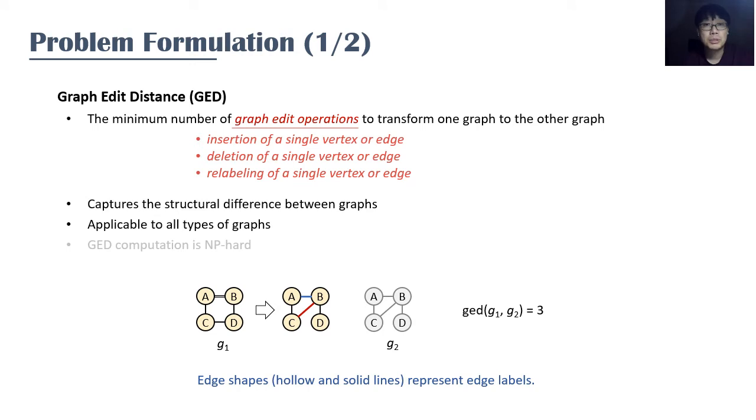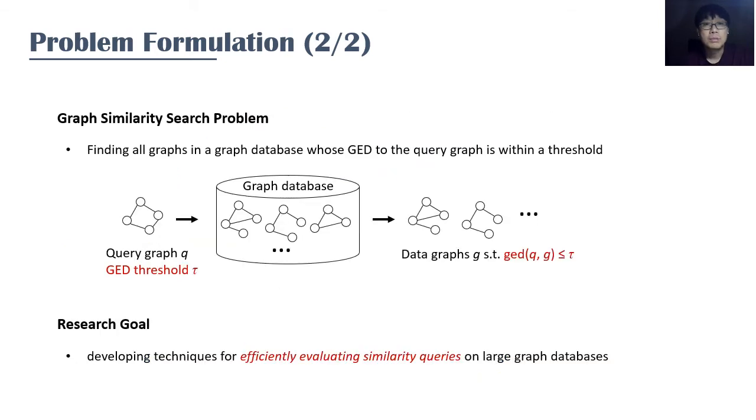GED precisely captures the structural difference between graphs, and it is applicable to all types of graphs. However, the disadvantage of GED is the computational overhead, because GED computation is NP-hard. The problem studied in this work is to find all graphs in a graph database whose GED from the query graph is within a given threshold. We aim at developing techniques for efficiently evaluating similarity queries on large graph databases.